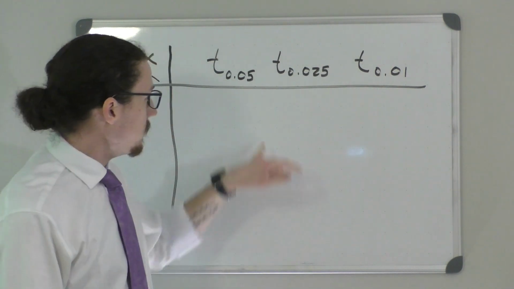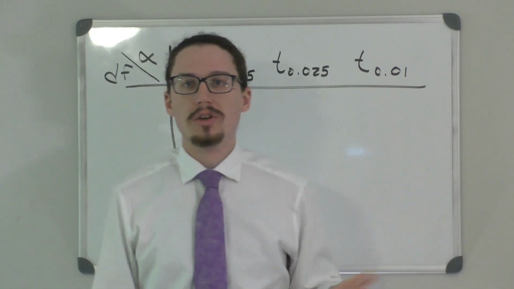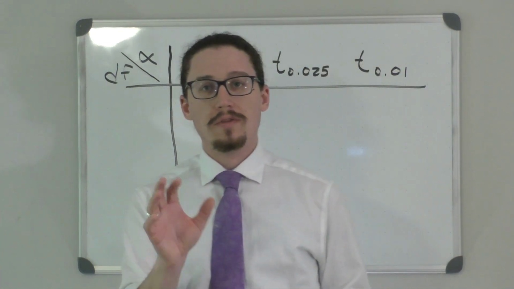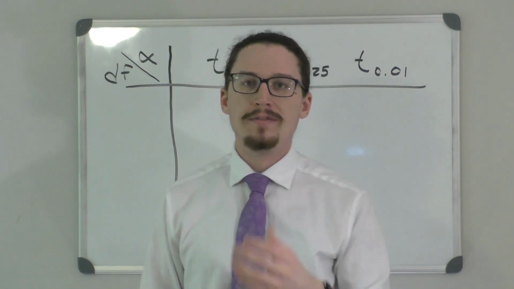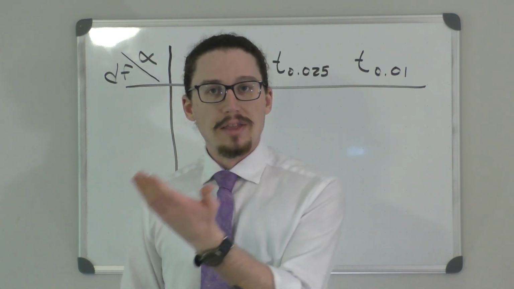All right, so this is what it's going to look like. It's going to have just a bunch of t's up here with subscripts. So t 0.05, t 0.025, and so on and so forth. There's going to be more than 3 on there, there's going to be quite a few. This is where we're going to look for that t alpha divided by 2. So whatever that is, that's where we need to find it.